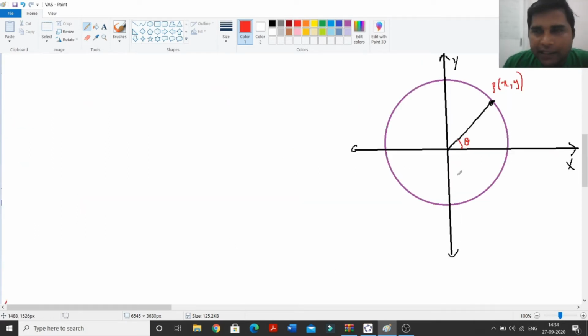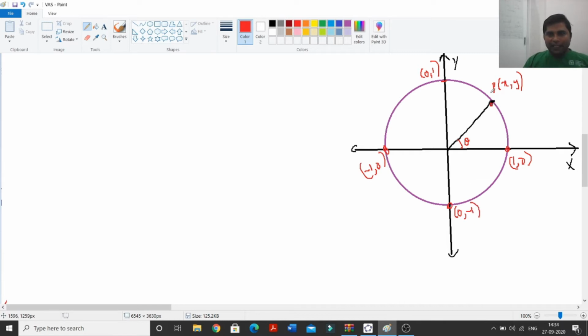Now we'll be discussing the unit circle. So this is a unit circle. This point will be 1 comma 0. This is 0, 1. This point is minus 1, 0. This is 0 comma minus 1.